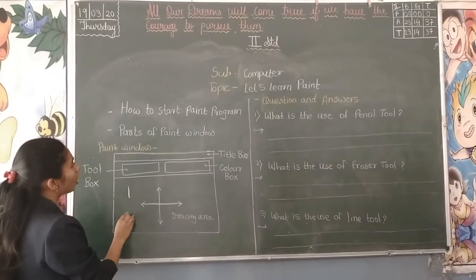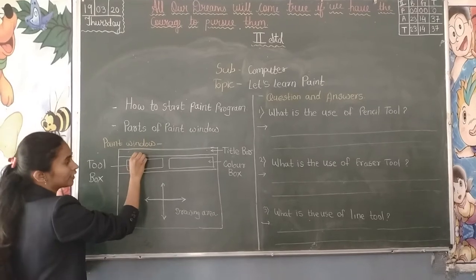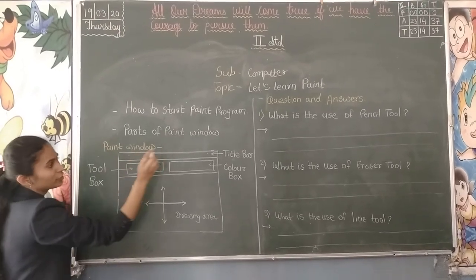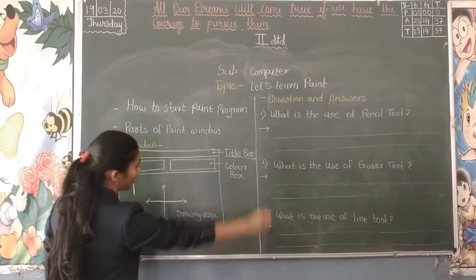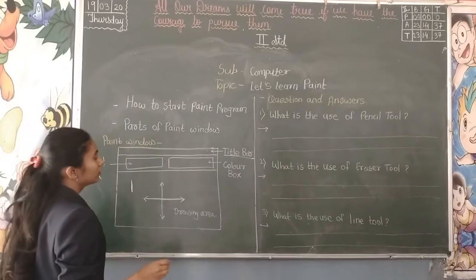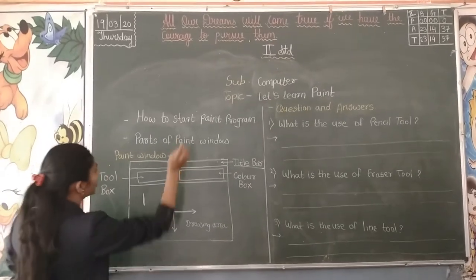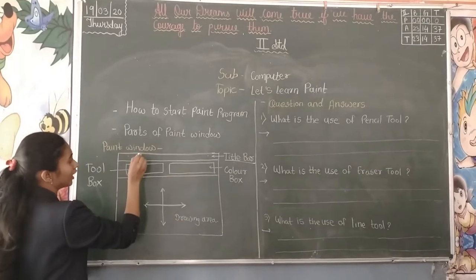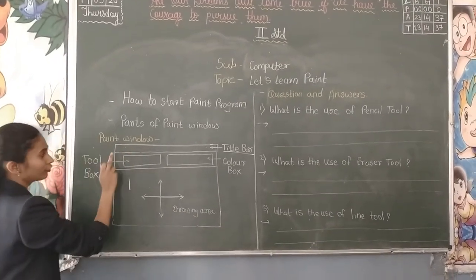On the top of the paint window there is a horizontal bar which is called a title bar. The title bar contains the name of the current program and the name of the file.